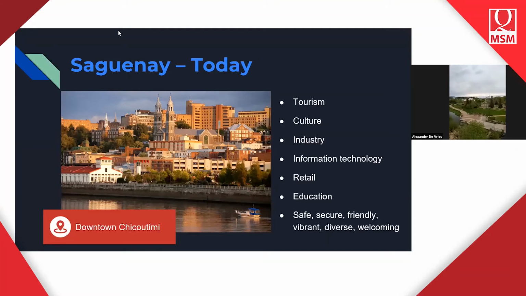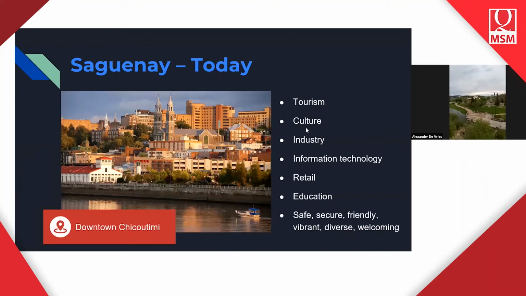Culture as well, big cultural scene, lots of festivals, music festivals and so on. IT is very big here. This was actually the home of a company called CGI, which is a company that the college itself shares a building with. They have nearly 1,000 employees in one of their head offices here and offices across the world. And then retail, education, there are lots of other colleges here. There's a big university as well. So that is the town today.